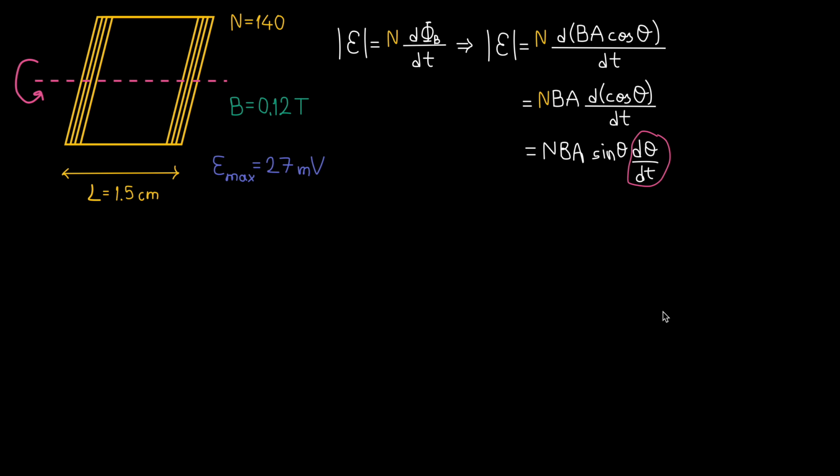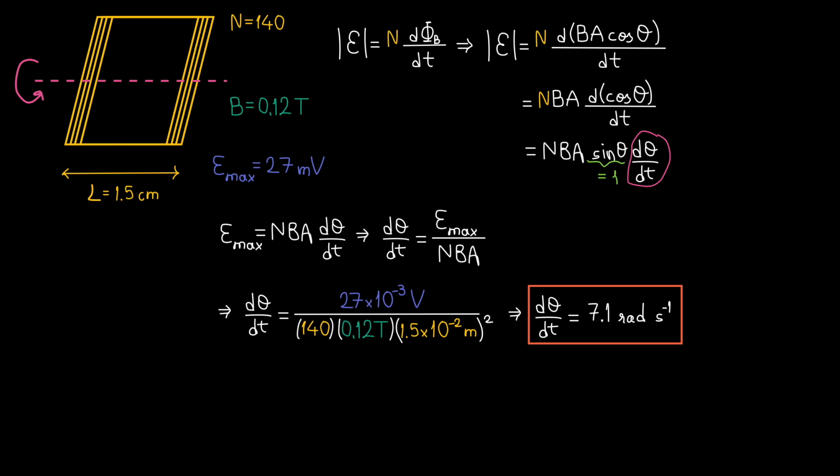Now if you look at the right hand side of this equation, what makes this expression maximum? Well, when sine theta is at its maximum value, then the EMF's magnitude is at its maximum value. The largest value sine theta can be equal to is 1. So then the maximum EMF is equal to N times B times A times dθ/dt. We rearrange our equation to isolate the angular speed and substitute the numerical values. We get 7.1 radians per second as a result.